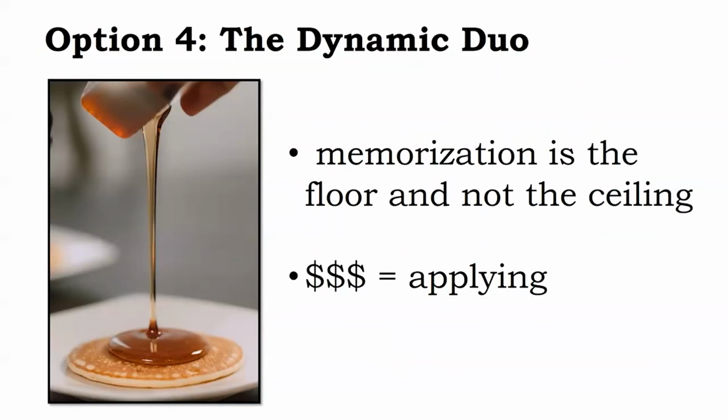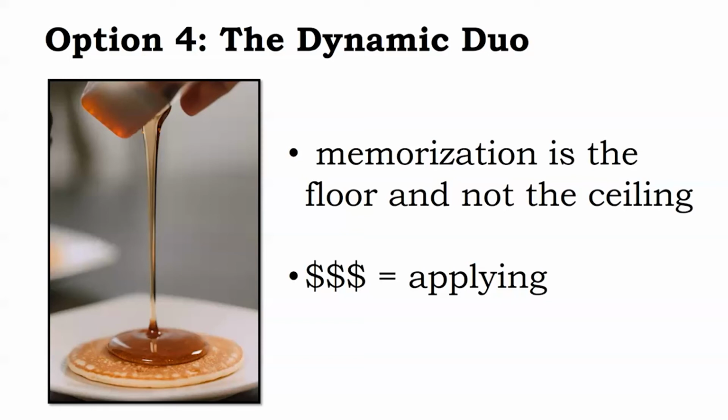And then option 4 might be the most important. I want you to recognize the dynamic duo, that memorization is the floor and not the ceiling. So what you also need to practice is applying. That's what lawyers get paid for, their understanding of the rule and how that applies to a new set of facts. And in order to do that, you're going to use your outline with practice exams. Those two go together like pancakes and syrup.